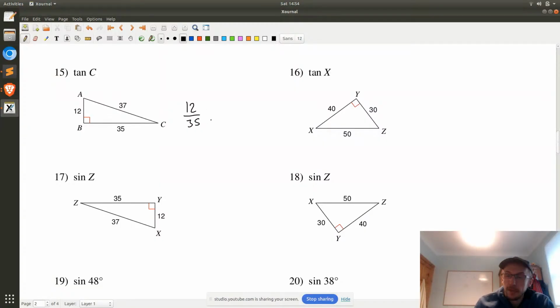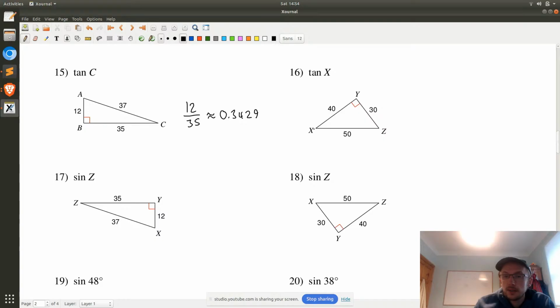Divide 12 by 5 to get 2.4, then divide that by 7. 24 over 7 is 3 remainder 3, so 3.42857. So I guess it'd be 0.3429, something like that, to the nearest 10,000th.